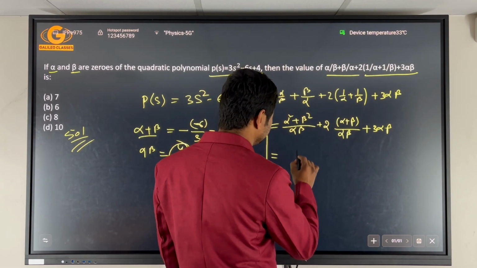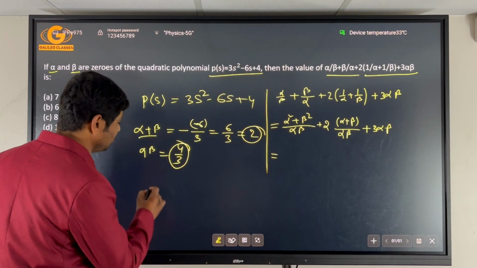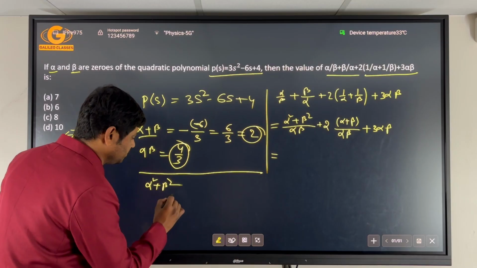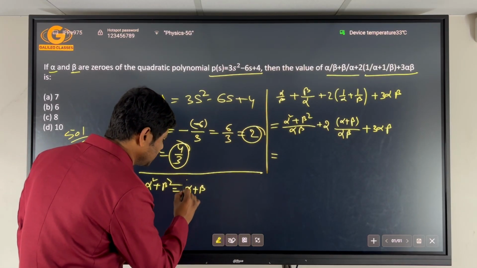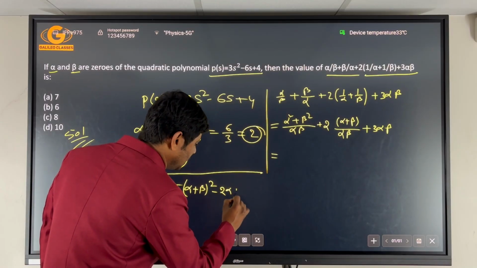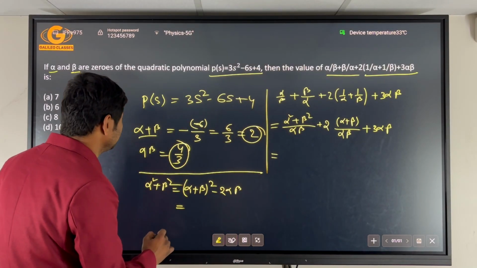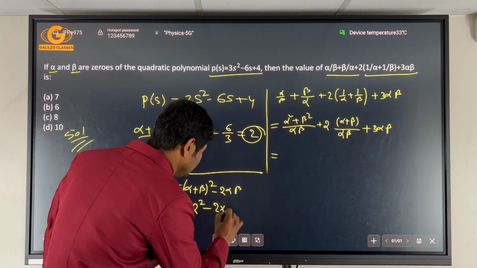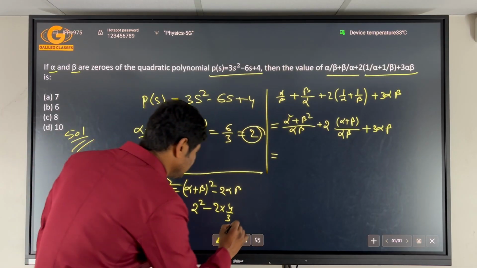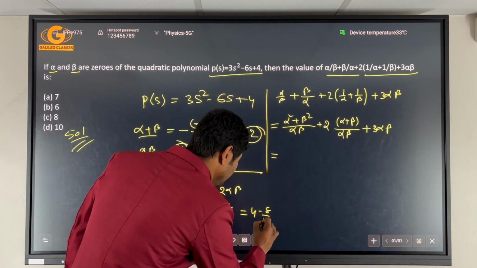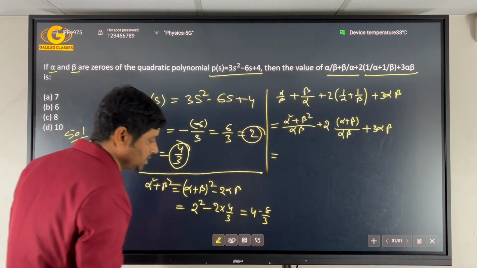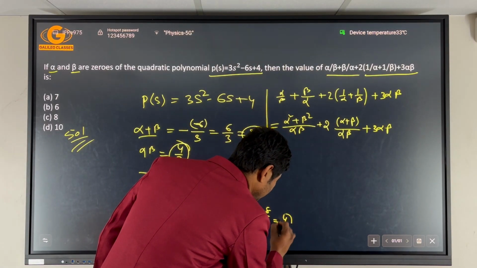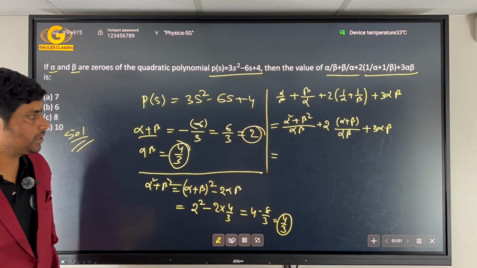Alpha square plus beta square, we can find this value separately. Alpha square plus beta square is equal to (alpha plus beta) whole square minus 2 alpha beta. Alpha plus beta whole square means 2 square, minus 2 into alpha into beta, 4 by 3, is equal to 4 minus 8 by 3. 4 minus 8 by 3 is equal to (12 minus 8) by 3, which is 4 by 3. So the alpha square plus beta square value is 4 by 3.